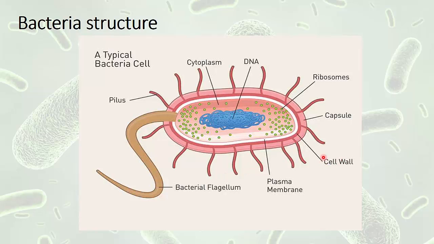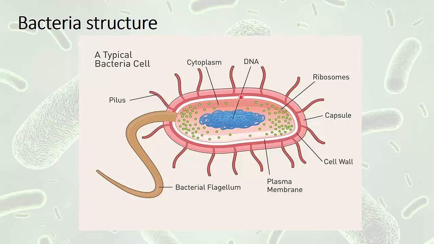There's a cell wall on the outside. This is sort of the cell wall. And inside that cell wall, there's a plasma membrane. Sometimes we call that a cell membrane. This is the plasma membrane. Notice that it's inside the cell wall. Now let's have a look at the DNA.